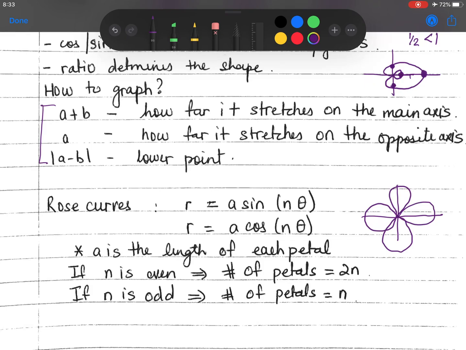If n is even, then the number of petals is 2n. So if I had a sine 2 theta, I would have 4 petals in all. And if n is odd, then n is the number of petals. So if I had a cosine 3 theta, in that graph I'll just have 3 petals. I hope it cleared something up. I didn't want to start graphing before you understood where these numbers came from. You don't have to memorize them. You will be using the calculator, but I felt it would be a good introduction video to polar graphs. So you can watch the lesson after this.